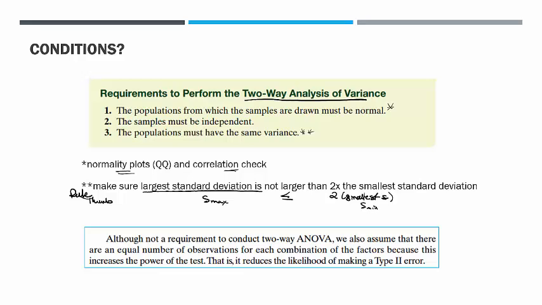I have another, what seems like requirement here. Technically, it's not a requirement, but if we have an equal number of observations for each combination of the factors, the test becomes more powerful and reduces the likelihood of a type 2 error. So while it's not officially a requirement, it is usually preferred. I want to just take a minute. You should know how to do QQ plots and check the correlation for normality. But I want to take a minute to talk about how to check the standard deviations for these different groups, right?